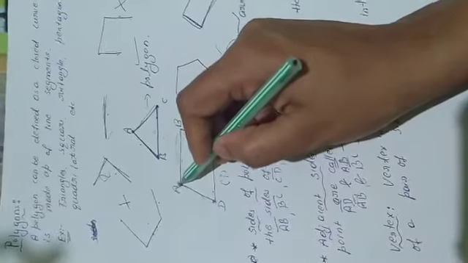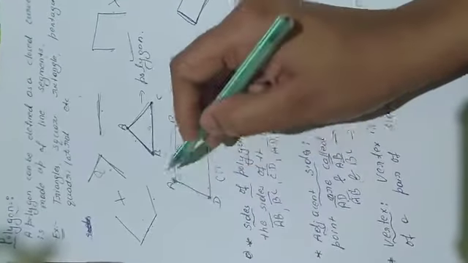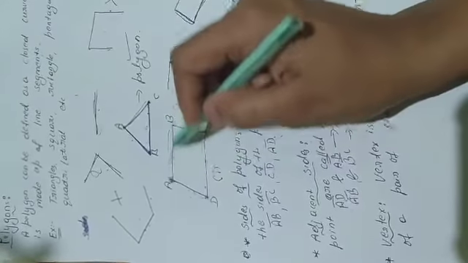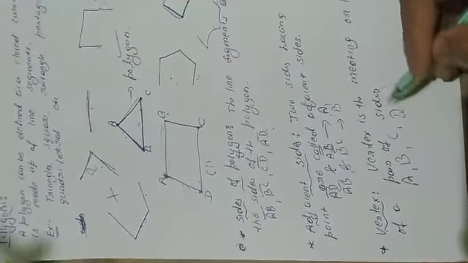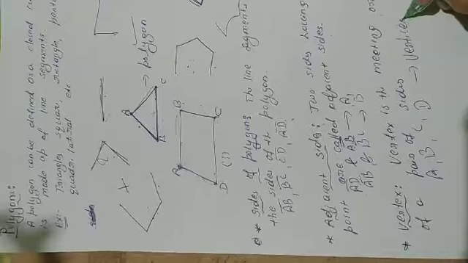See, so this common point is called the vertex. So here how many vertices are there? A, B, C, D. So here the vertices are A, B, C and D. Together, if more than one is there, we call them vertices.